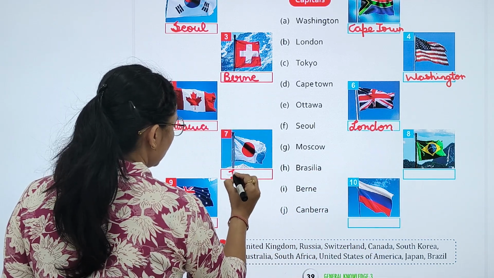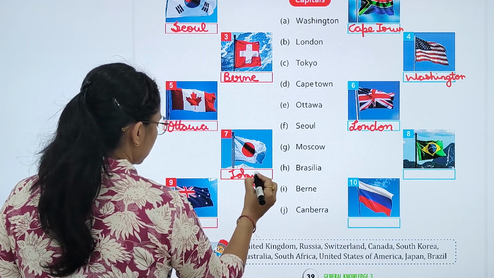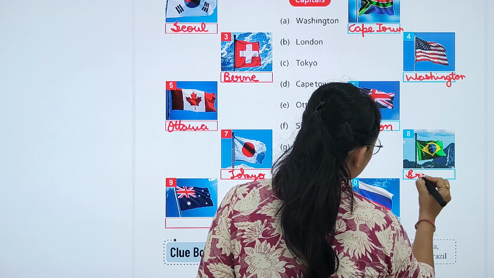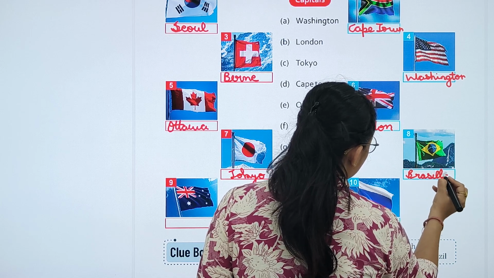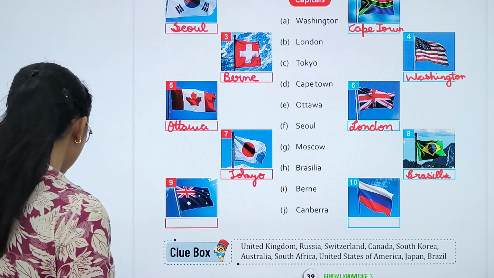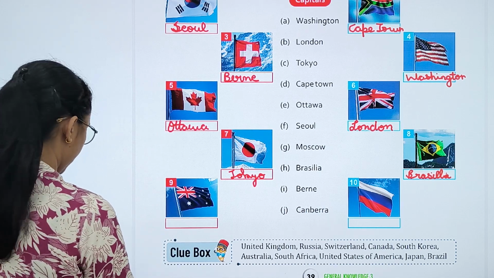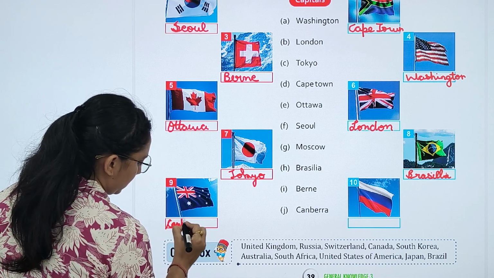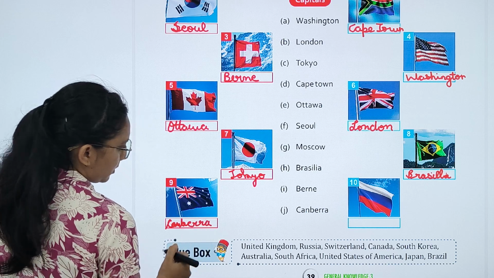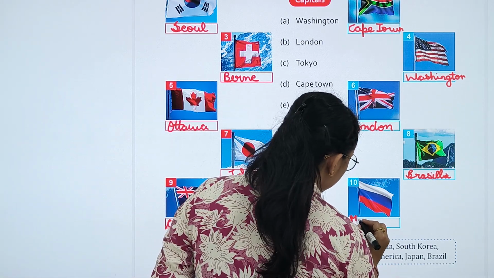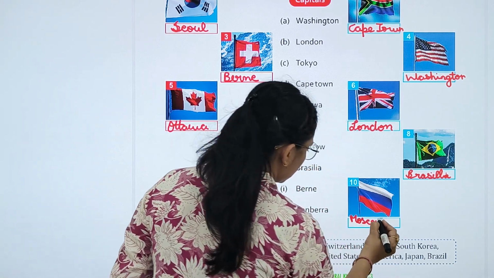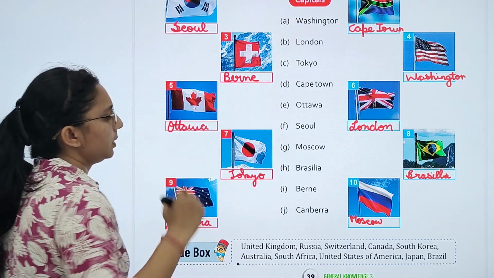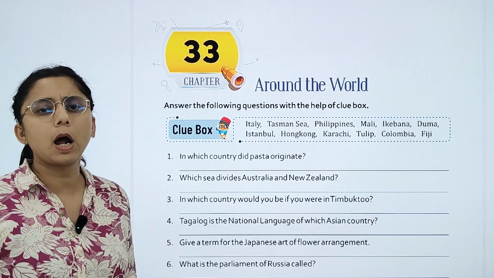Then we have the seventh one, Tokyo. Brasilia. Ninth one is your Canberra. And this is your Moscow. Right? Now let's move to the next chapter, that is chapter number 33, Around the World.